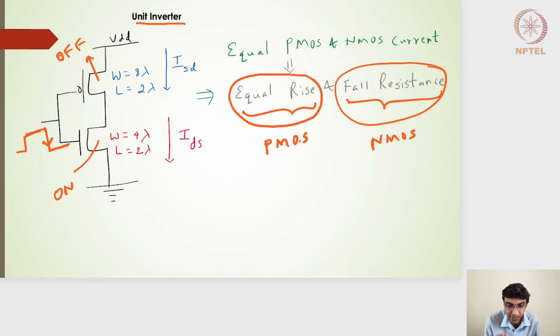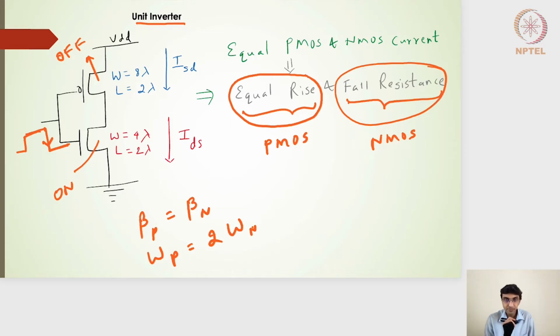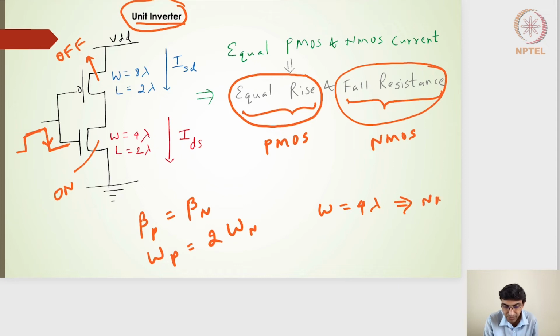And that is possible only if I take the beta of the PMOS to be equal to the beta of the NMOS, right? Which means that the width of the PMOS should be equal to twice the width of the NMOS, right? And we still have the design requirement that the unit inverter should be of the lowest size. So the lowest possible size on the NMOS side I can get is W equal to 4 lambda. That is the lowest possible dimension I can get for the NMOS.